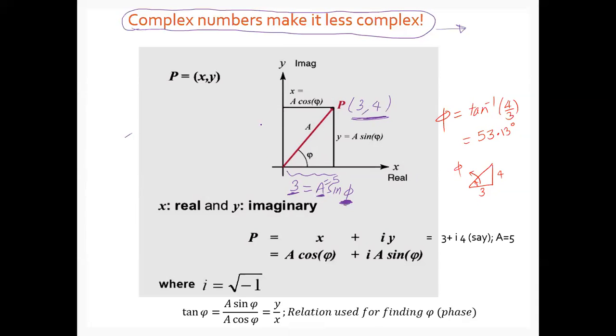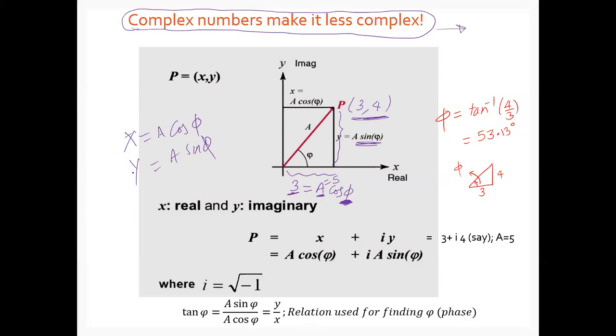Okay, so we'll wait a little bit. So let me do that. Sorry, did I make a mistake? I made one. This is cosine, right? This is cosine, and this is sine, okay? So to find phi, you have x equals a cosine phi, y equals a sine phi.